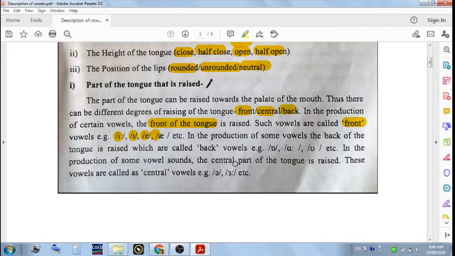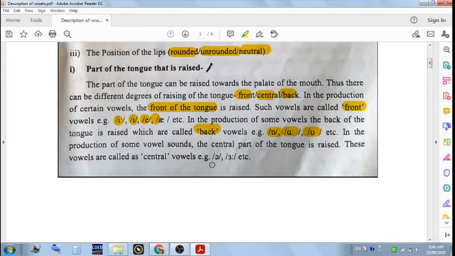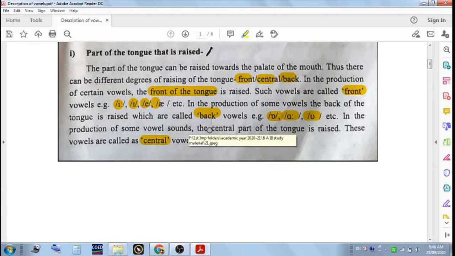At the same time, in order to utter O, A, U, the back part of the tongue is raised. There are certain vowels also for which the central part of the tongue is used to utter them. For example, etc. Now, remember that you see here E and E.